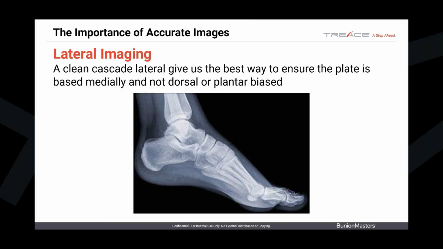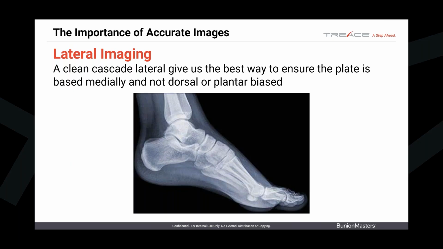So if position is important, then X-rays are even more important. So getting the right X-ray, getting the right position, getting the right view of the plate and the correction is so important. And one of the most ill-taken X-rays is the lateral imaging. The lateral imaging can be rotated and you can't really see how your plate is lined up. It looks like your osteotomy is plantar flexed and it becomes a problem. So your lateral X-ray should be just like this one on the picture.